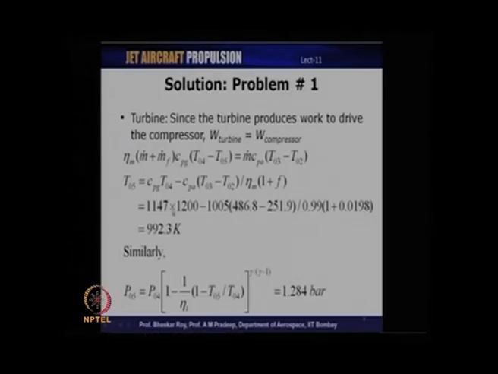So if we calculate this, we will get the exit temperature as 992.3 Kelvin. So this is the stagnation temperature at the turbine exit. Now, how do we calculate the stagnation pressure at the exit? We will now make use of the efficiency definition of the turbine.